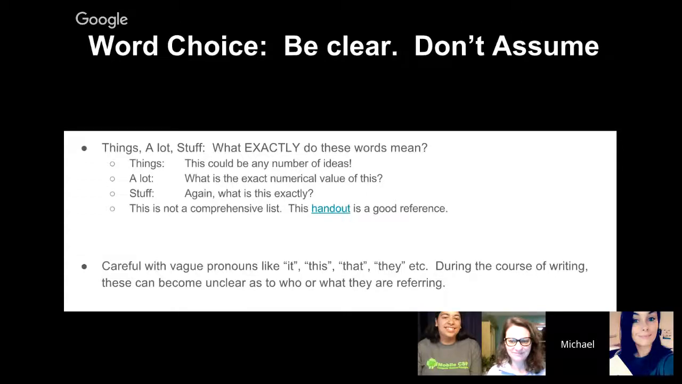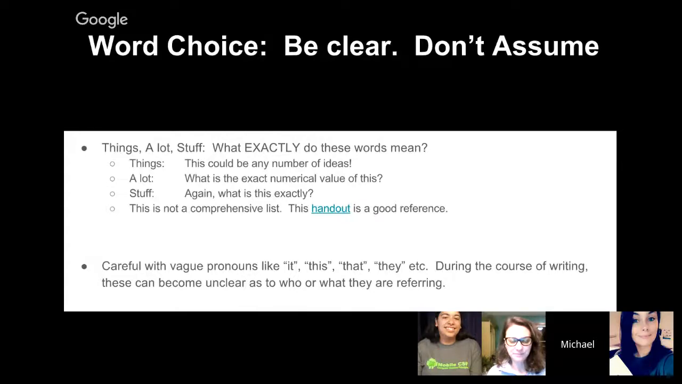If you use the word things in something like this, what exactly would that be referring to? And words like a lot, what's the numerical value of that? Those words don't fit, especially in technical writing like this and computer writing, of saying we adapted many things in our app. That's not going to work because what exactly does that mean? Now you leave your audience guessing, and we sure don't want to do that.